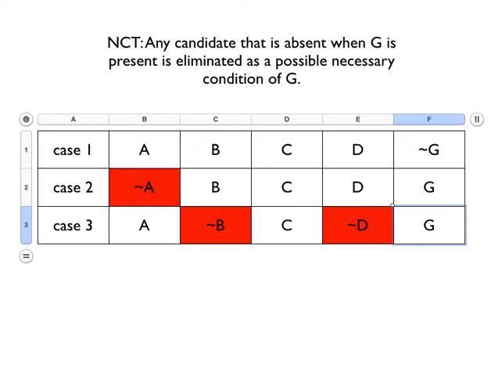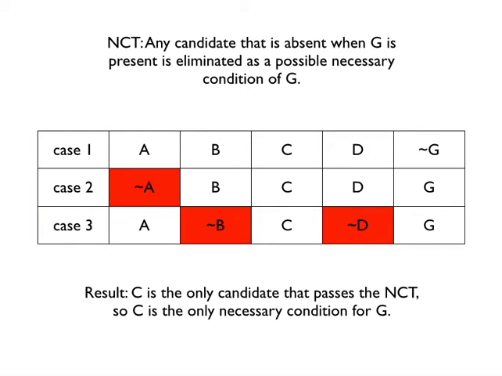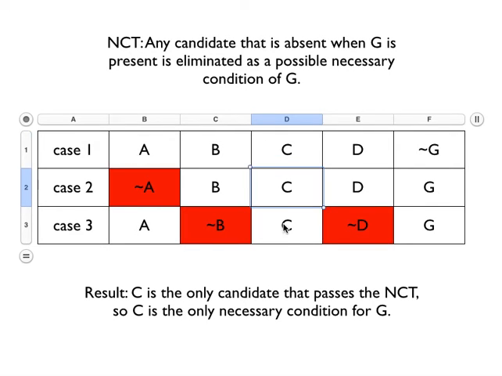Okay, so the result of this analysis for these 3 cases is that C is a necessary condition for G, because C is never absent when G is present, right? In fact, C is never absent at all.